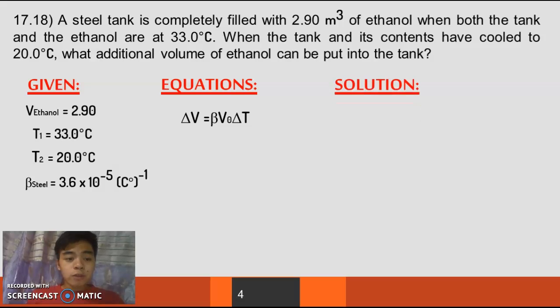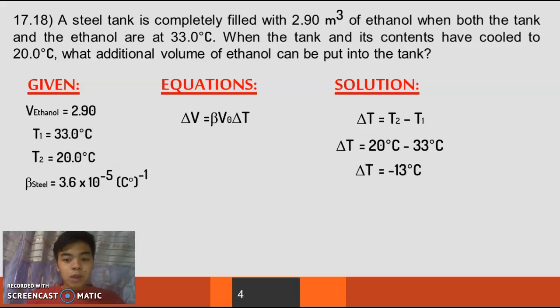In order to solve for this, our change in temperature is equal to the second temperature minus the first one. So just substitute 20 degrees Celsius minus 33 degrees Celsius. It will give us a value of negative 13 degrees Celsius.